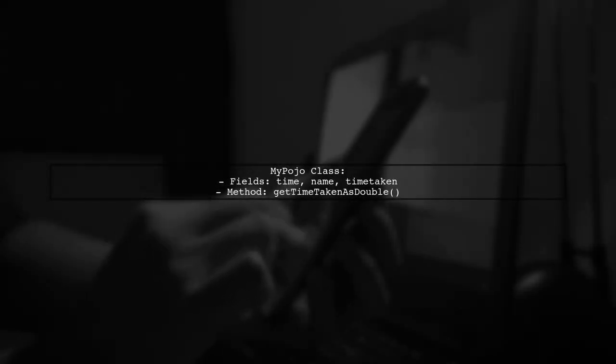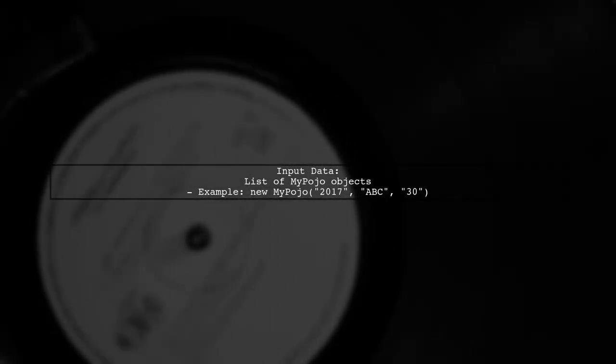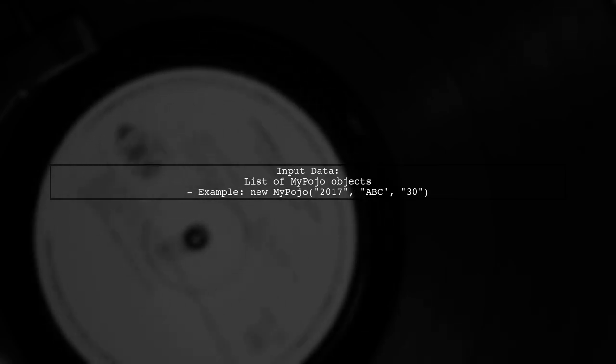The example uses a custom class called MyPojo, which contains fields for time, name, and time taken. You can convert the time taken to a double for calculations. The input data consists of a list of MyPojo objects. The code groups these objects by name and time, calculating the average time taken.